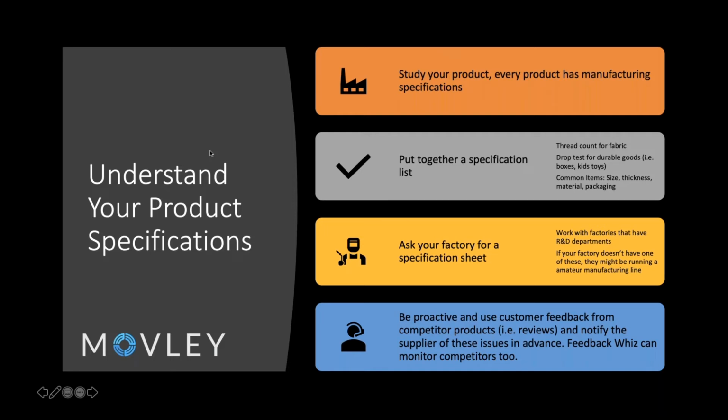Moving into number 4, as what Henson was talking about, you also want to be really proactive and use customer feedback from competitor products to notify the suppliers of these issues in advance. For example, let's say you're doing a lamp. You can put the ASINs for a couple of other lamps into FeedbackWhiz and use that to parse through all the feedback from those competitors, to make sure that you avoid any issues before you even start production. So that is a huge, huge plus there.